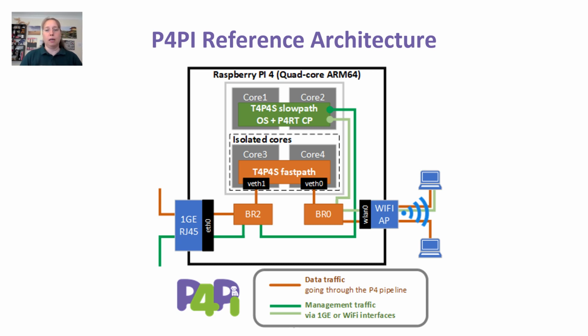The P4PI reference architecture is divided between the data plane and control and management. Two of the Raspberry Pi cores are dedicated to the T4P4S fast path, running the P4 data plane, while the other two cores are used by the operating system and the control plane. Incoming traffic, either wired or wireless, goes through the fast path, except for management traffic that is directed to the slow path.